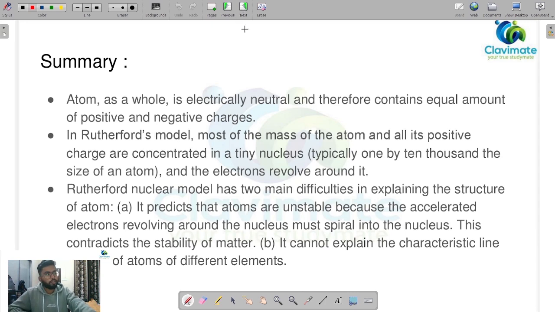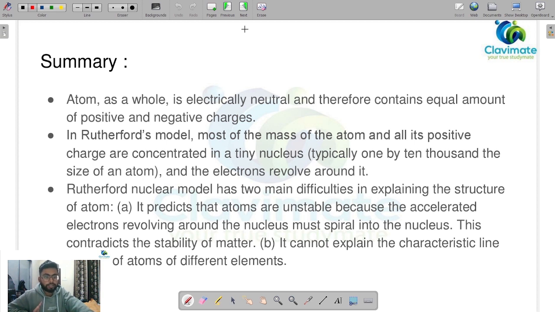Now let's have a summary of whatever we have done. So atom as a whole is electrically neutral and therefore contains equal amount of positive and negative charges. In Rutherford's model, most of the mass of the atom and all its positive charge are concentrated in a tiny nucleus, typically 1 by 1000 the size of an atom, and the electrons revolve around this. Rutherford's nuclear model has two main difficulties in explaining the structure of atom: it predicts that the atoms are unstable because the accelerated electrons revolving around the nucleus must spiral into the nucleus. This contradicts the stability of matter.